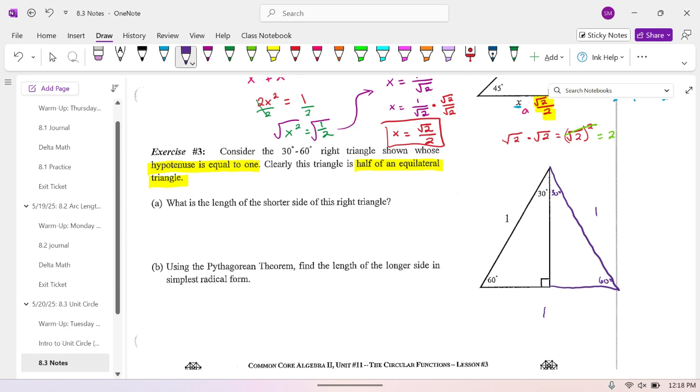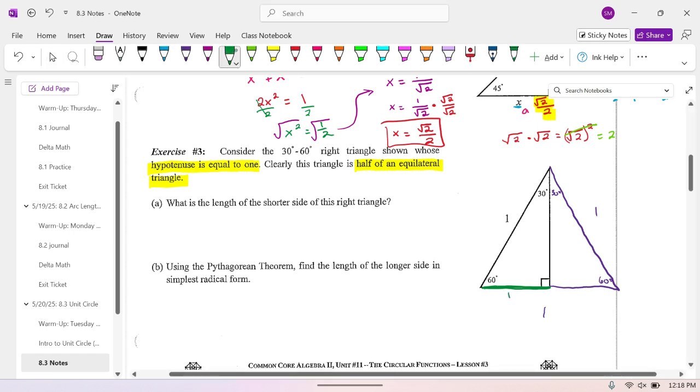So that means that my shorter leg right here would be equal to what? If it's half of an equilateral triangle. So think about it. If I drew on this extra triangle and this total side length is 1, and we know for a fact that this triangle is exactly half of this big triangle, what's half of 1? 1/2. So the length of the shorter side is a half.